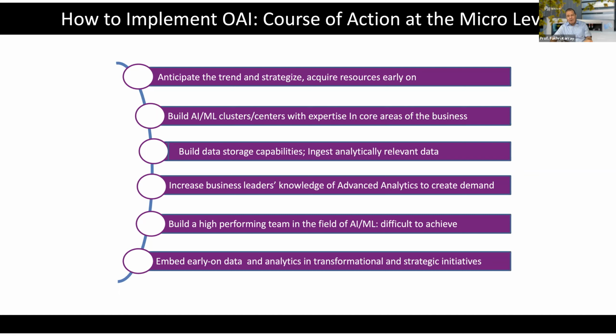Build a high-performing team in the field of AI and machine learning. This is difficult to achieve because nowadays finding experts in these fields is a little bit challenging. And that's why our university is trying to form and to mentor our next generation of experts in this field, who could shine in the usage of the industry regionally, locally, and internationally.